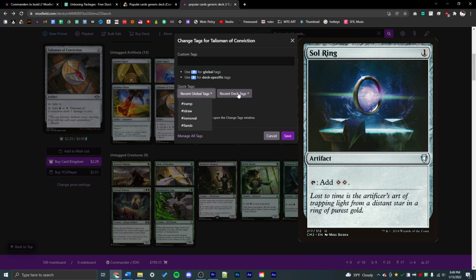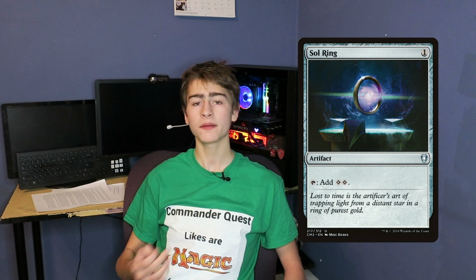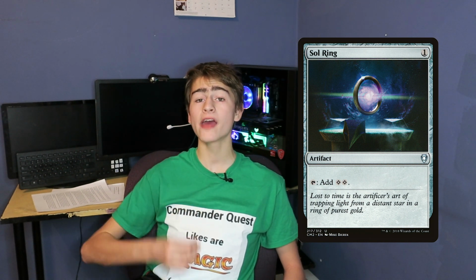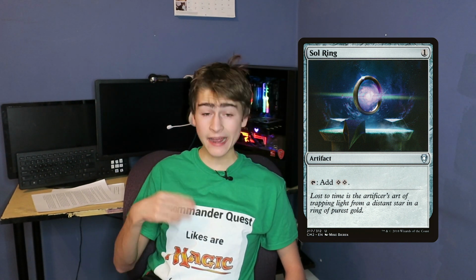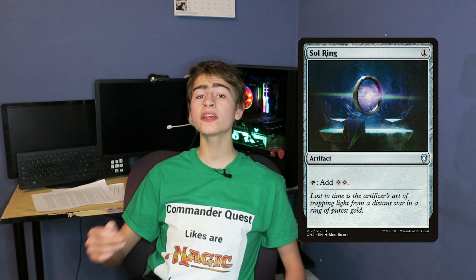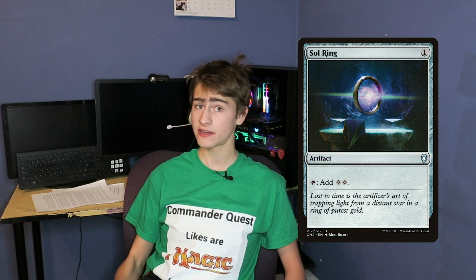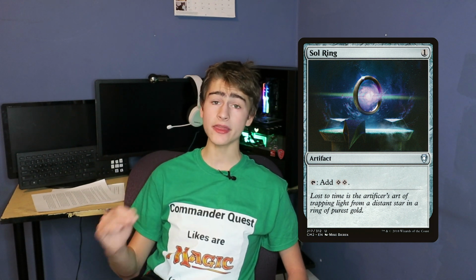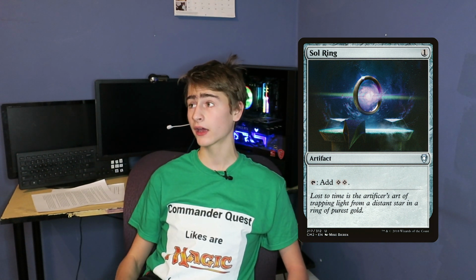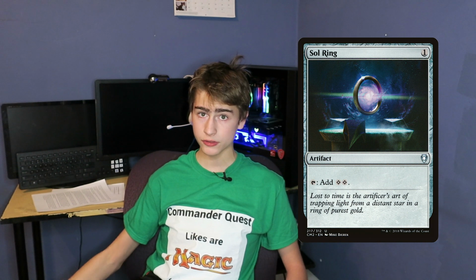If I give Soul Ring the global tag of ramp, it will put Soul Ring in the ramp category for every single deck I have. Deck-specific tags will only affect the deck you're working on. So if I give Soul Ring the deck-specific tag of ramp, it will be in the ramp category for that deck, but not any of my others. And if you make deck-specific tags and global tags of the same name, it will group them together, which is amazing.